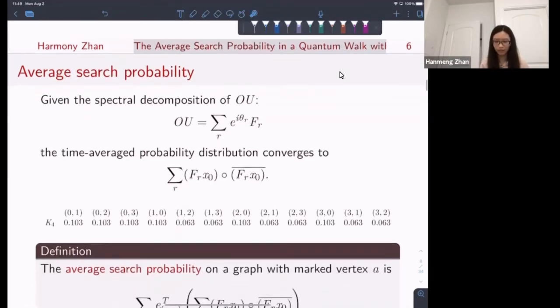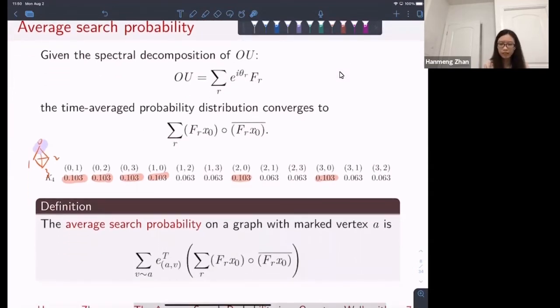Now send this to a computer and ask it to compute the average distribution of K4. By the way, this is a marked graph: vertices 0, 1, 2, 3, and I'm marking vertex 0. This graph has 12 arcs, so the distribution will have length 12. You can see that on the outgoing arcs of 0, which is the marked vertex, the probability is slightly larger, and this is also true for the incoming arcs in this particular example, so (3,0) and (2,0), and all the other entries are smaller.